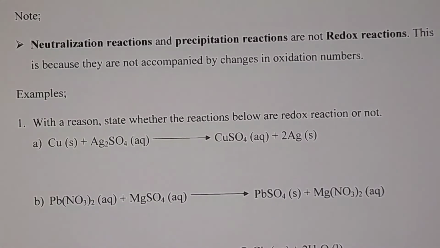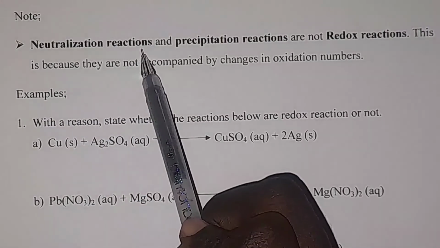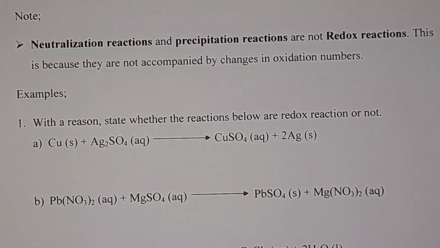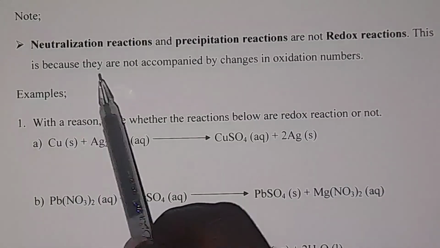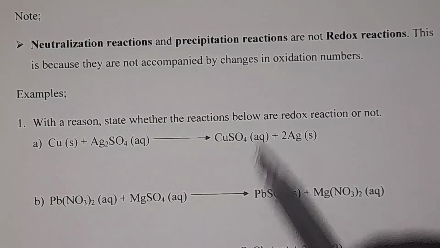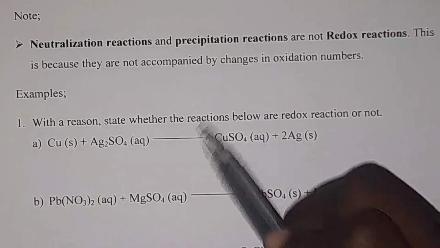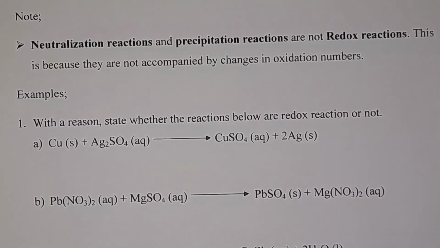So remember, we were dealing with examples of redox reactions. The first one was metal and acid reaction, the other one metal and water reaction, the third one displacement reaction. Note that neutralization reactions and precipitation reactions are not redox reactions. The reason is that they are not accompanied by change in oxidation number, or they are not accompanied by transfer of electrons.